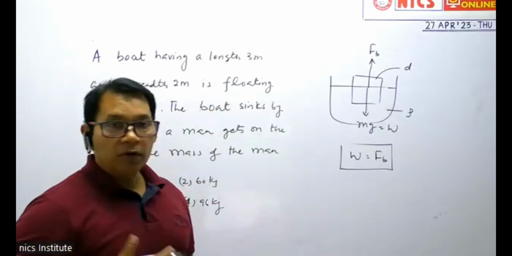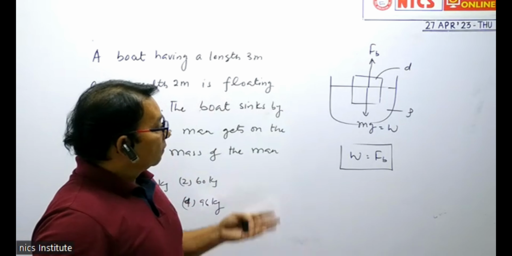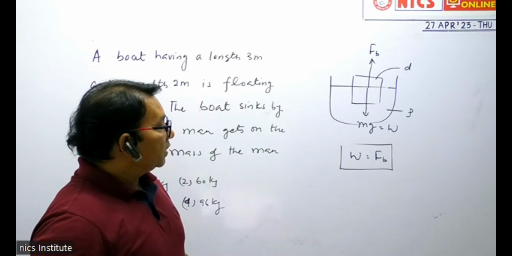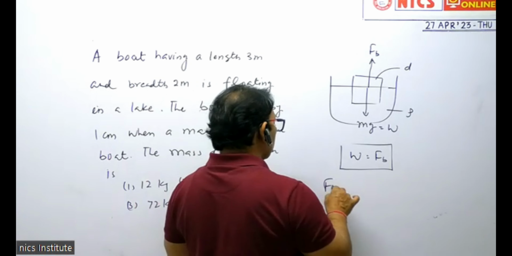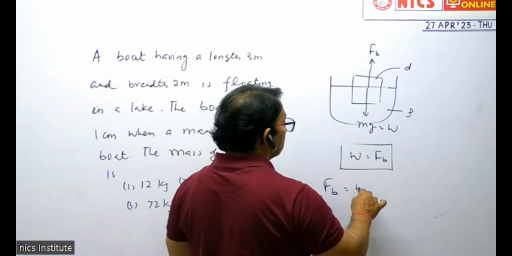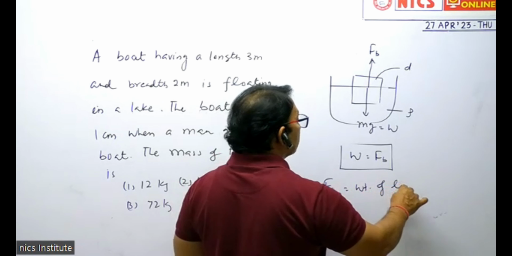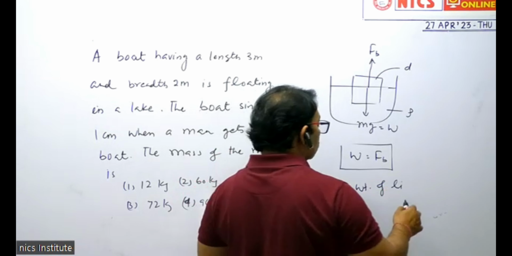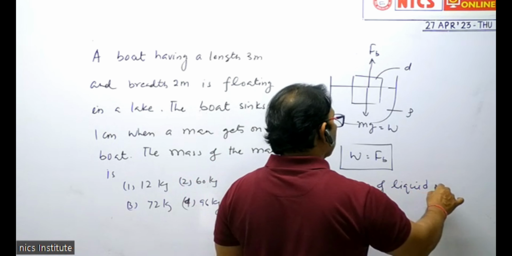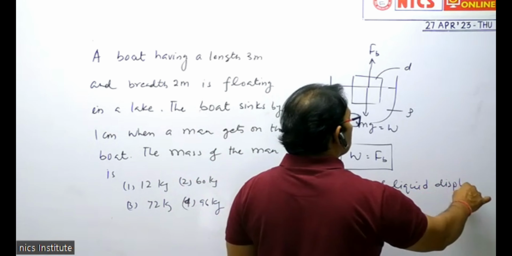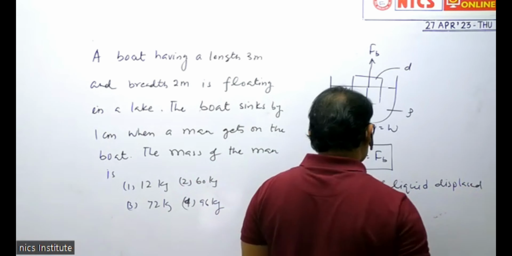The body will float if the force of buoyancy or upthrust equals the weight of the body. Now, what is the force of buoyancy or upthrust? It is always the weight of the liquid or fluid displaced, because this holds true for gases also. So the weight of the liquid displaced is always equal to the force of buoyancy.